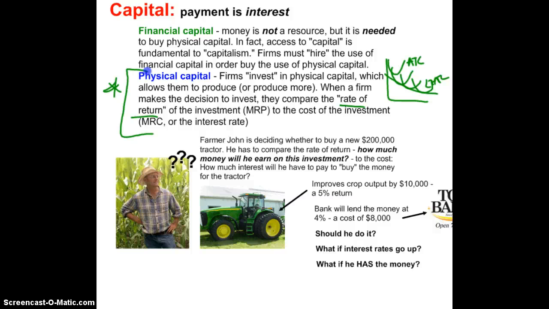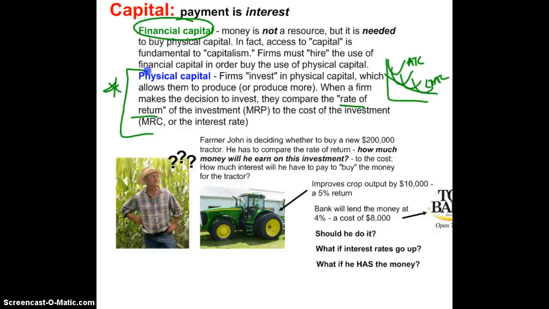What is the cost of the investment? Essentially, it's the cost of borrowing money to make the investment, which is why this term, financial capital, becomes important. Although money is not a resource, money is part of what's needed in order to be able to buy physical capital. Firms have to hire financial capital in order to buy physical capital. So if you look at this farmer, Farmer John, he's deciding whether to buy a new $200,000 tractor. He is going to compare two things: the rate of return, how much money he'll make off this tractor, to the cost of borrowing the money to buy the tractor.